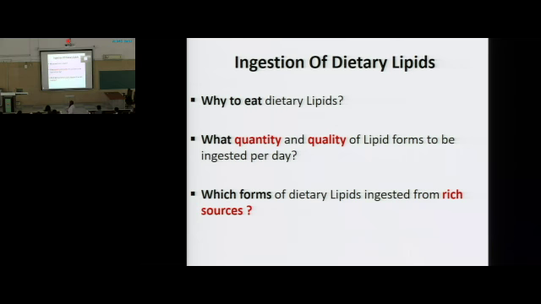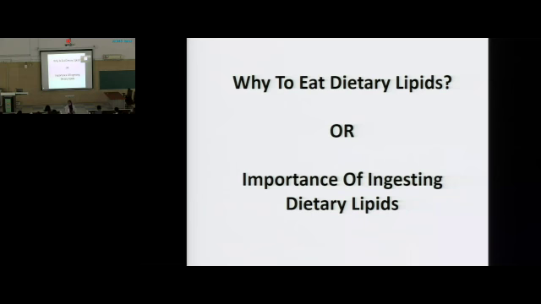Now the first question to answer: why do we eat dietary lipid? What is the importance of eating dietary lipid?